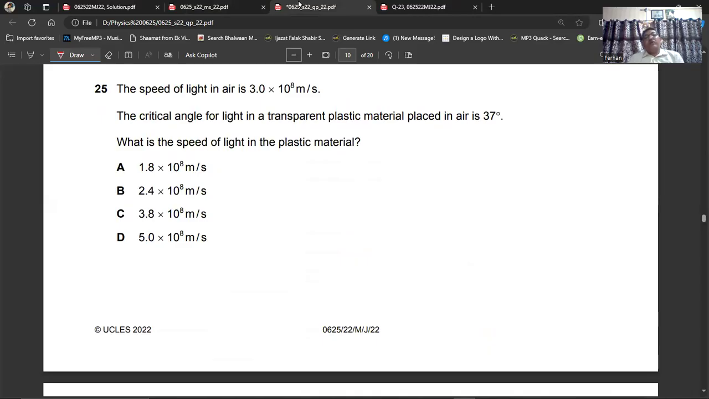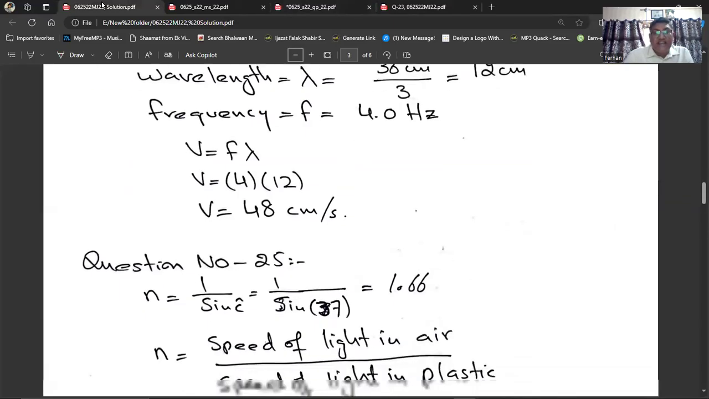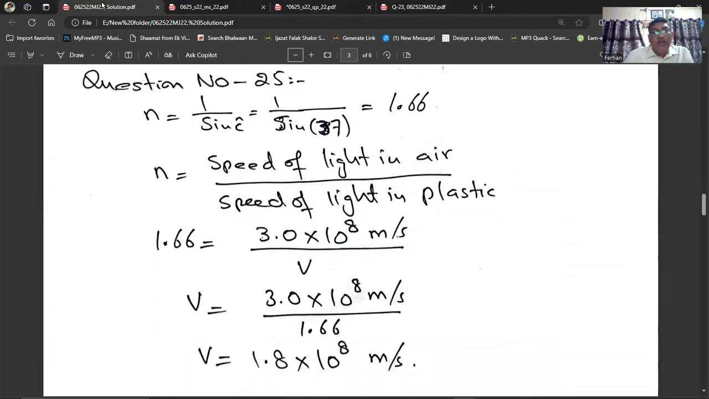Question number 25. The speed of light in the air is 3 × 10^8 meters per second. The critical angle for the light in a transparent plastic material placed in air is 37 degrees. What is the speed of the light in the plastic material? You know the critical angle here. So you know the refractive index n is equal to 1 by sine C. So it will be 1 by sine 37, and that is 1.66.